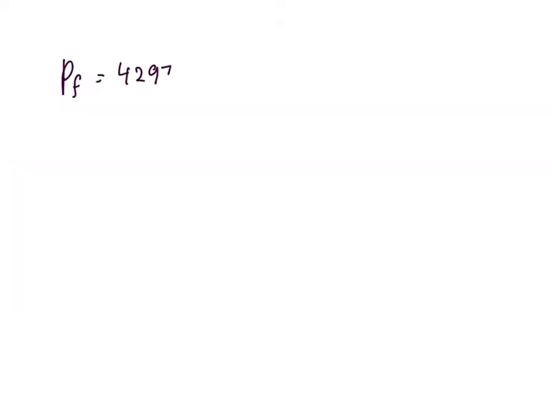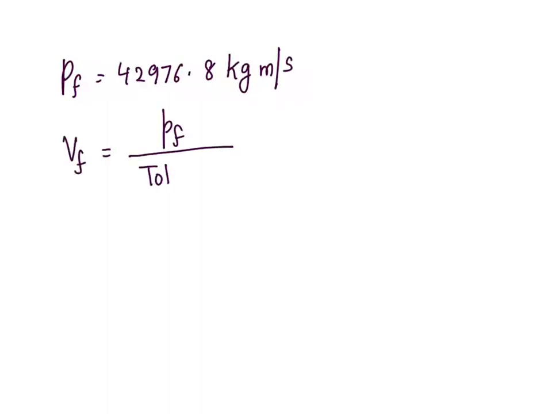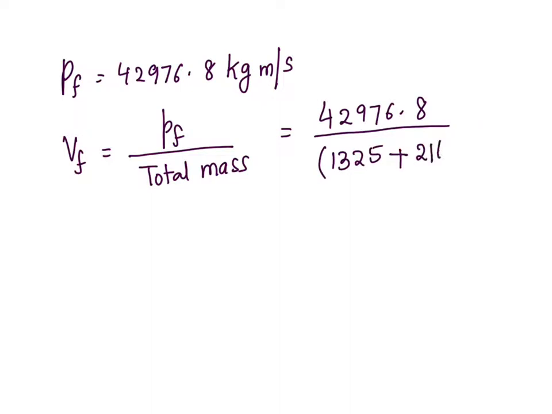For that, we use the formula for momentum. Momentum is mass times velocity, so we can rearrange it for velocity. Velocity will be momentum over total mass, because after the collision, the two cars stick together, so we have to add the masses of both cars. Again, we solve it to get the final speed, which is 12.3 meters per second.